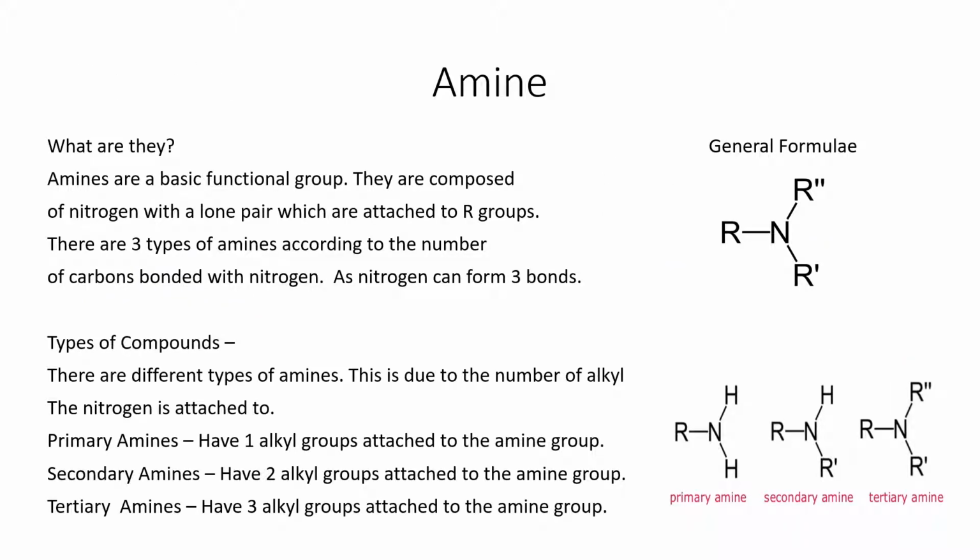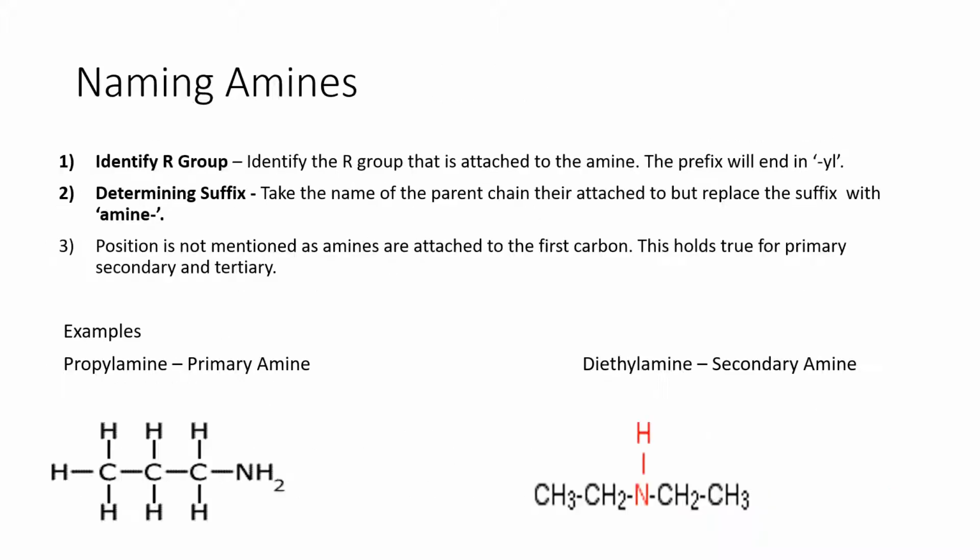Amines are a bit similar to alcohols because they essentially have 3 types, and the types are dependent upon the number of alkyl groups bonded with the nitrogen. Primary amines have 1 alkyl group, secondary have 2, tertiary have 3.